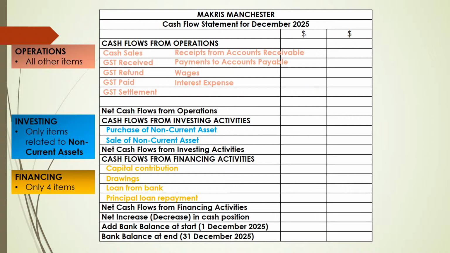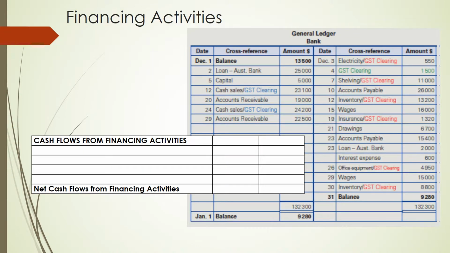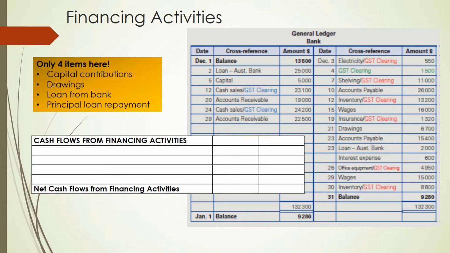So basically, any items that cannot be allocated to financing or investing activities will be allocated to operations. Now take note that interest expense is reported under operations while principal loan repayment is reported under financing activities. Alright, so let's start with the financing activities section. So remember that only 4 items can be reported here.